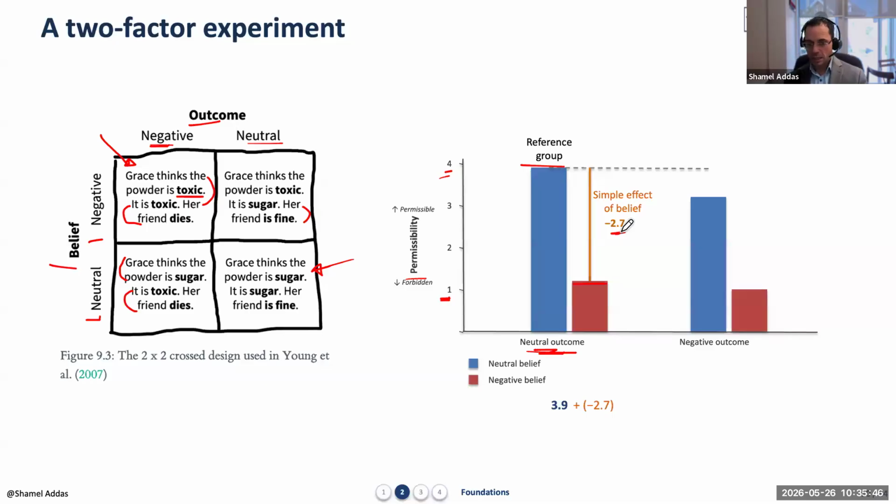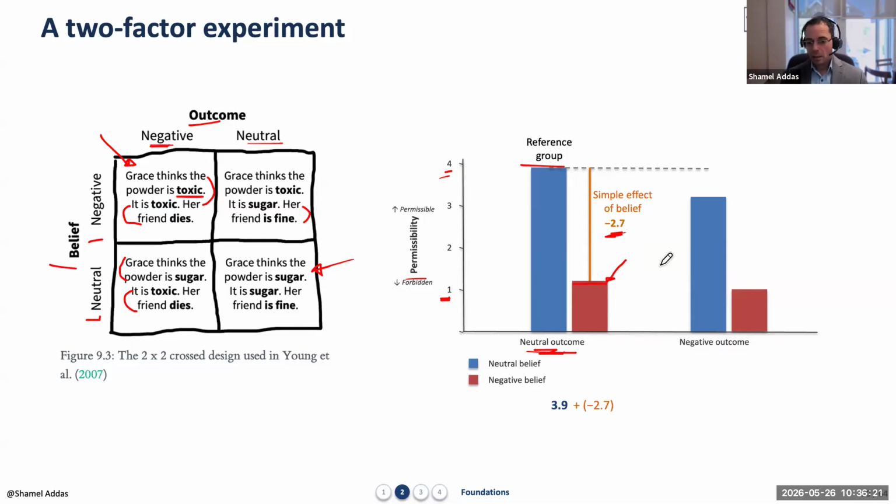So if Grace thinks that, like here, this is the negative belief. Here, Grace thinks that it's toxic, but her friend gets lucky and doesn't die, right? But the idea is that Grace gave her the drink when she thought it was toxic. So of course, people would score much lower on the permissibility outcome, right? So the simple effect of belief is quite big. When you switch from the reference group to the negative belief, you get a drop of minus 2.7.